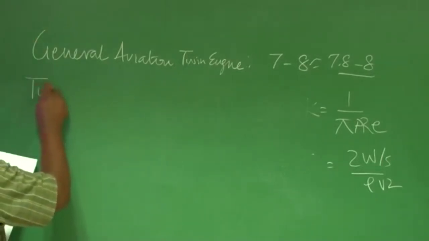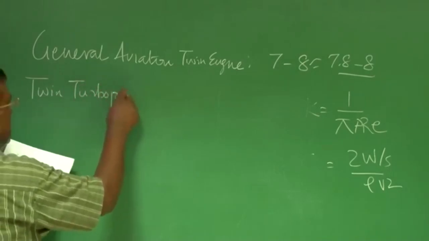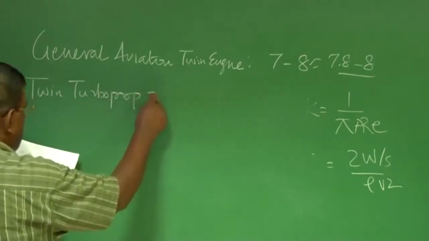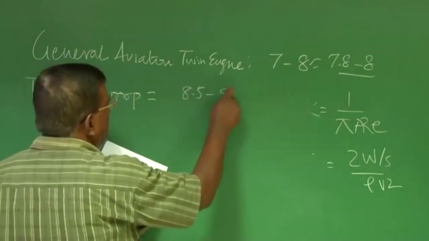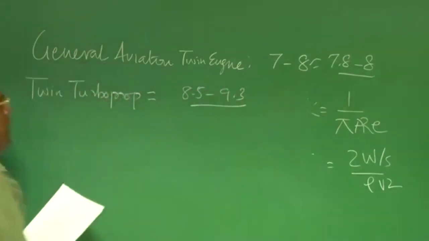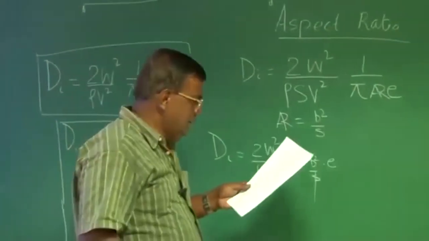Twin turboprop, this number will be around 8.5 to 9.3, around this range, which is historically available. These are all the guidelines when you try to conceptualize initial configuration, right?